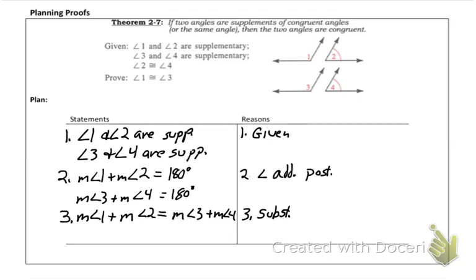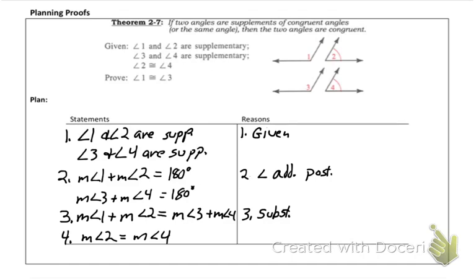Well, the only way I can subtract something from both sides is if it equals the same thing. So at this point, I'm going to say, is there any way to prove that angle 2 and angle 4 are the same size? Oh, the given. So this is where I bring my given back in. So let's do 4. And this is where we could do a couple different things. So I'm going to say measure of angle 2 equals measure of angle 4.